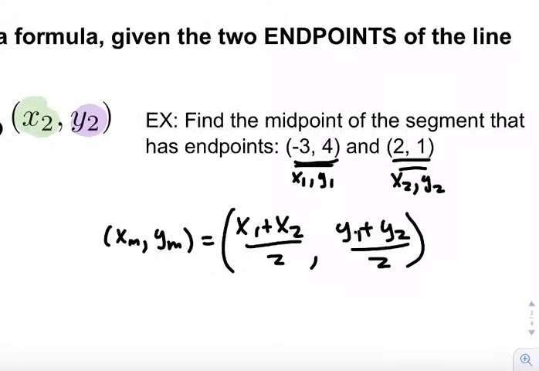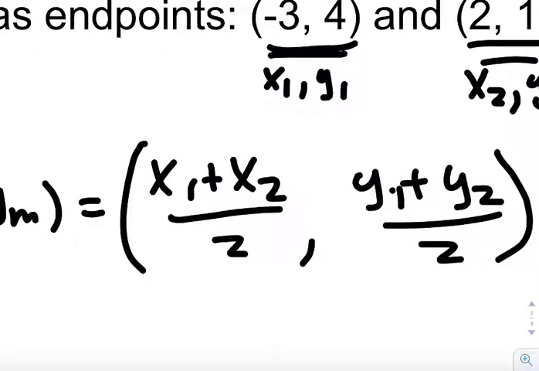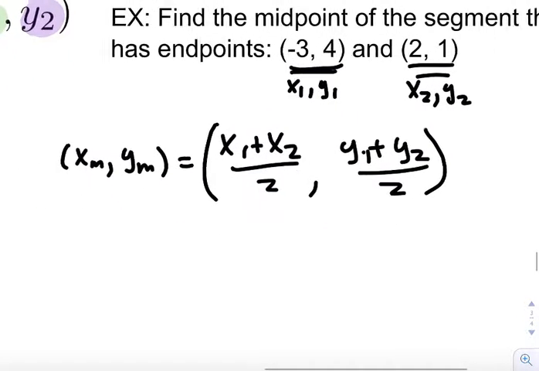Now, this is just finding the average. So in terms of finding the middle, please recall that this is how we average numbers together. We add them together and then divide by how many numbers we have. In this case, we only have 2 numbers, so we're only averaging 2 together.